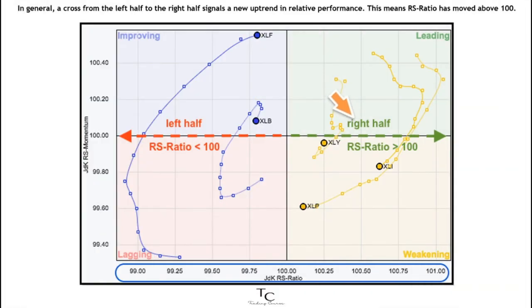In general, a cross from the left half to the right half signals a new uptrend in relative performance. This means RS ratio has moved above 100. Conversely, a cross from the right half to the left half signals a new downtrend in relative performance. This means RS ratio has moved below 100.